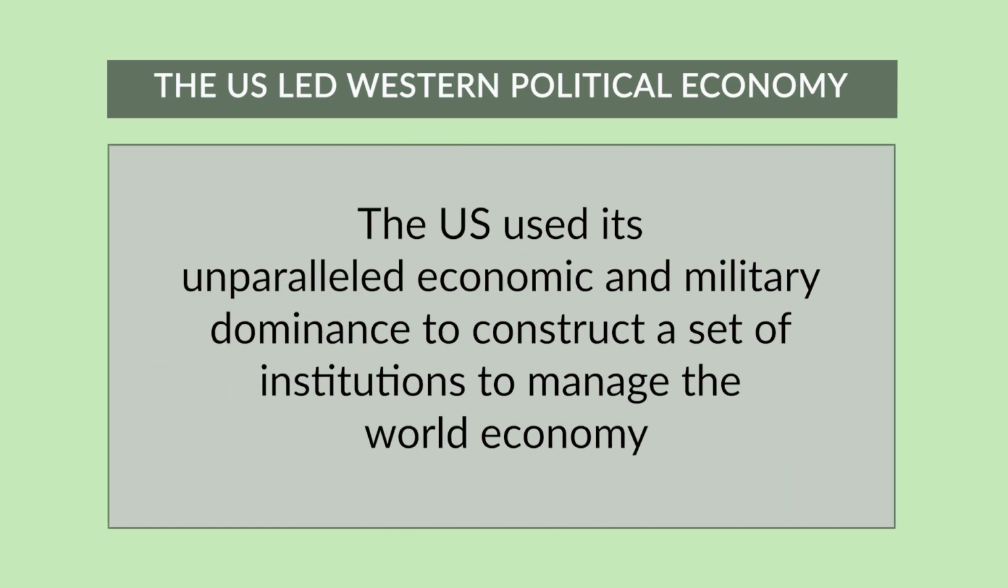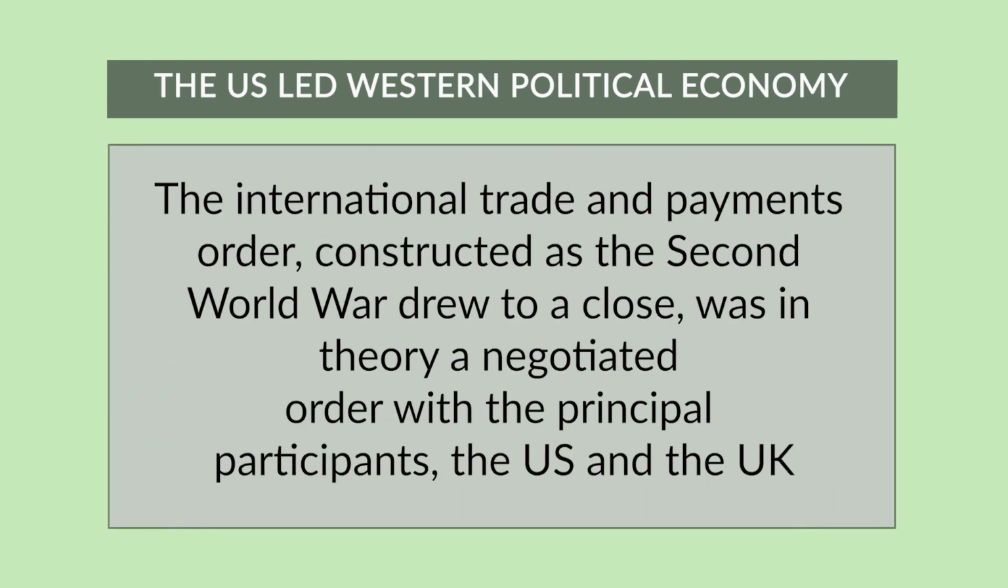The US used its unparalleled economic and military dominance to construct a set of institutions to manage the entire world economy. The International Trade and Payments Order, constructed as the Second World War drew to a close, was in theory a negotiated order with the principal participants, the US and UK. However, in reality, the order was largely shaped by US power and it reflected US interests. Therefore, Western political economy basically reflected the ideas and interests of the US political dominance on the new world order.